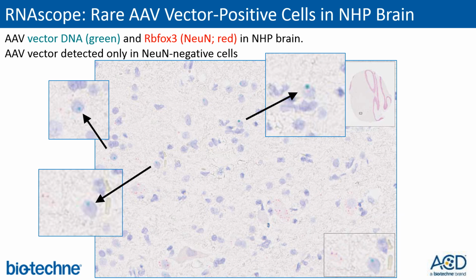One more further example, again, a duplex assay. In this case, we're combining a probe for the AAV vector. The very few dots you see in the nuclei are vector signal. This was combined with a Rbfox3 or NeuN probe to identify neurons. In this particular region of the brain, there are a few cells that have low copy numbers of AAV vector. Those cells are predominantly or exclusively not neuronal cells. They do not co-stain with the Rbfox3 probe.